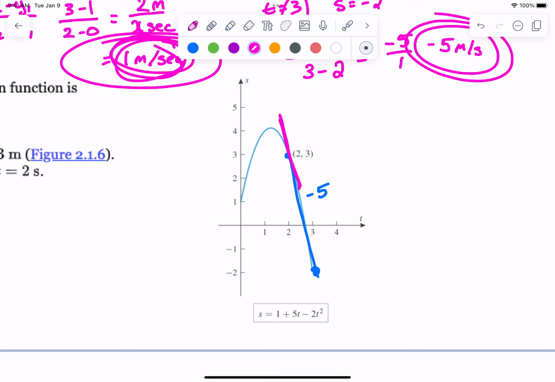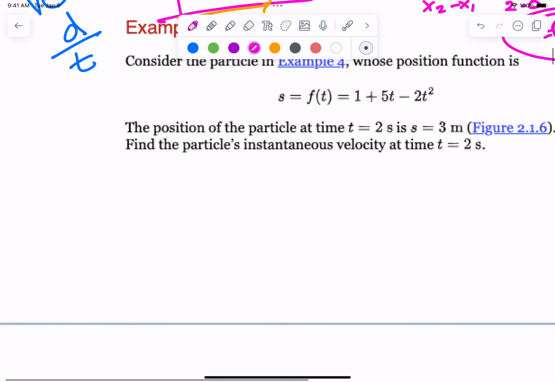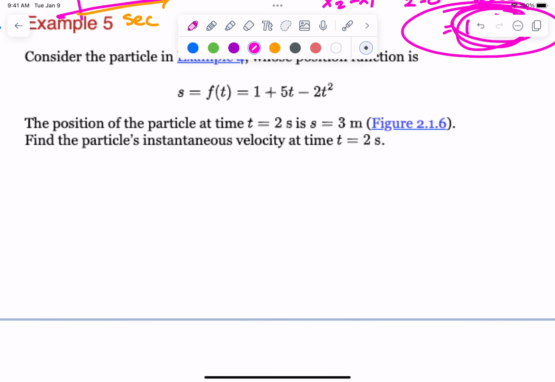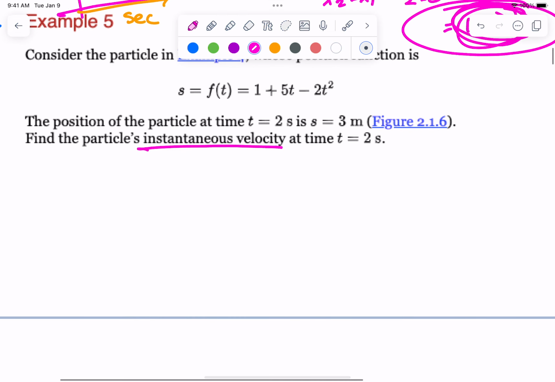So I don't have 2 points on my line now. I'm not doing average. I'm not doing secant. I'm doing the tangent. And I want to do slope of tangent, which is what we were doing with the limit stuff. So now I'm looking at just 2 specifically. Okay? So here's what we're going to do. The position of the particle at 2 seconds is whatever. Find the particle's instantaneous velocity or slope at just 2 seconds.